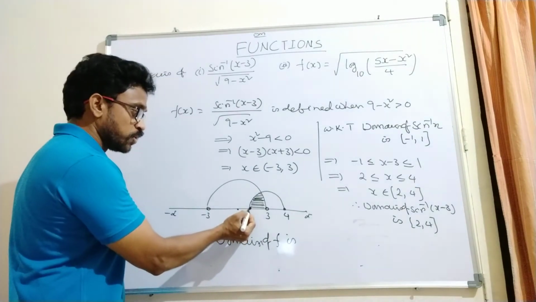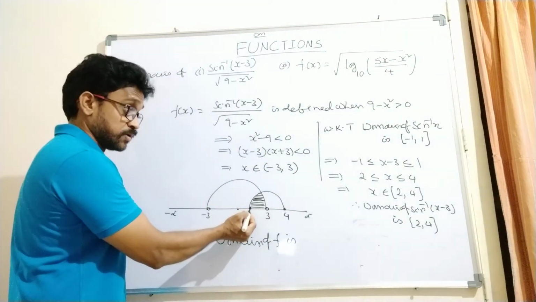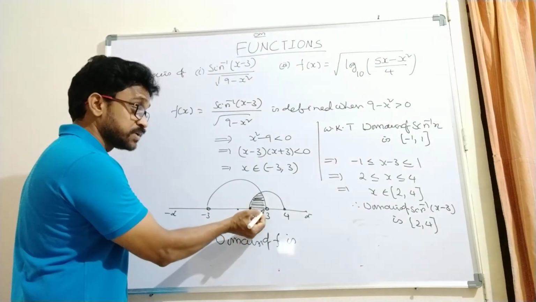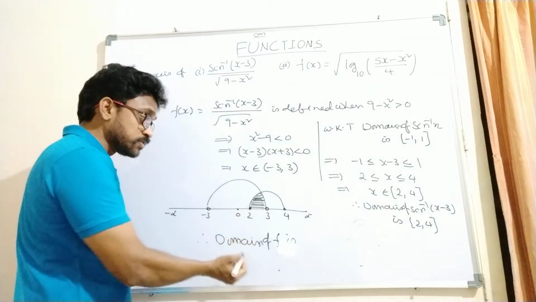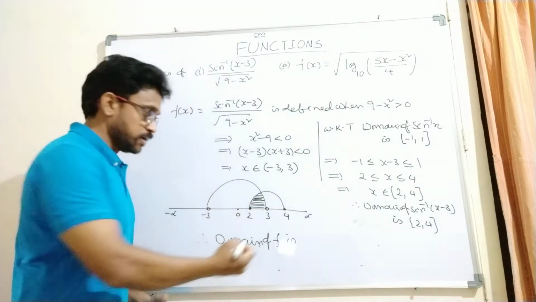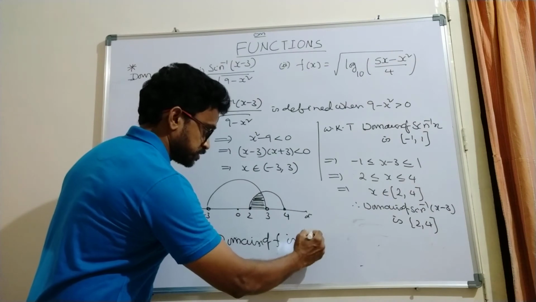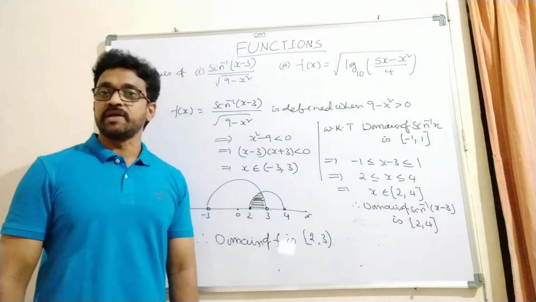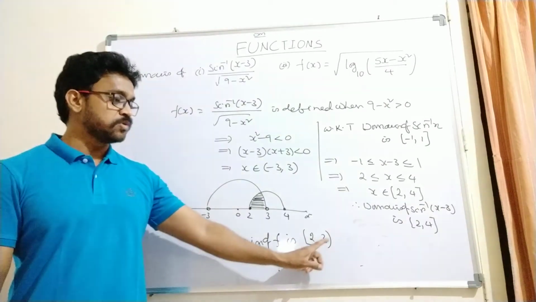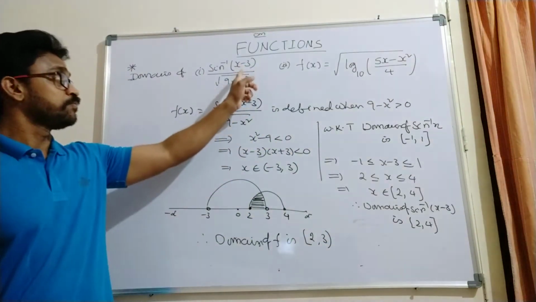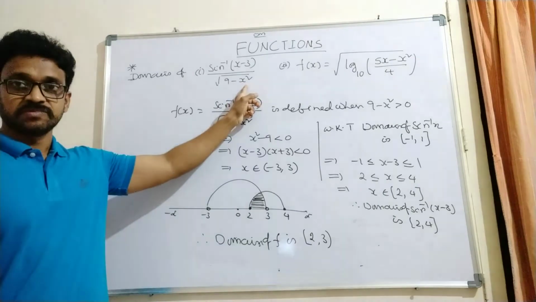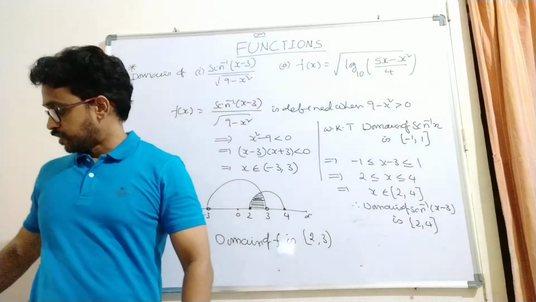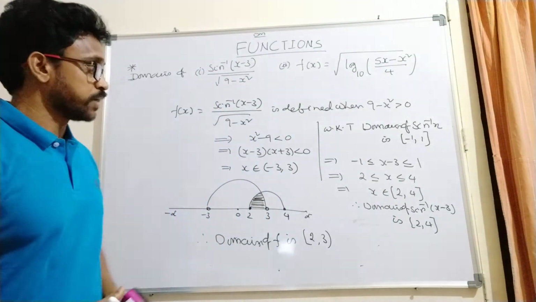Observe here, 2 is included, but 3 is not included. How to write it in interval form? Left closed, right open: 2 comma 3. Left closed, right open, 2 comma 3 is the domain of this function. Understood everyone? Right. Now I go for another model.